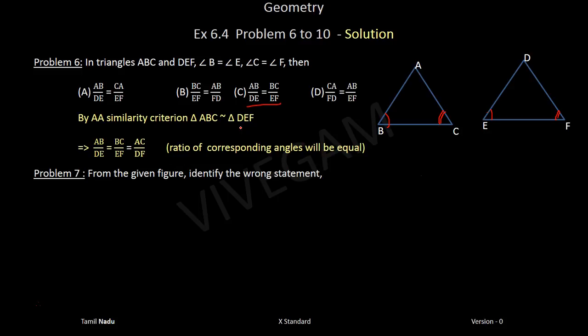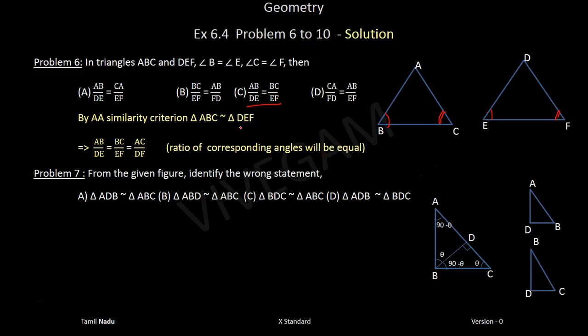Okay. So now let's go to sum 7. This is an interesting problem. From the given figure, identify the wrong statement. So basically they have given us this right triangle ABC, and you are drawing a perpendicular from B to D, and so it gets you three right triangles: triangle ABD, triangle BDC, and also triangle ABC. So you'll have to find the similar triangles. Three triangles are similar to each other.